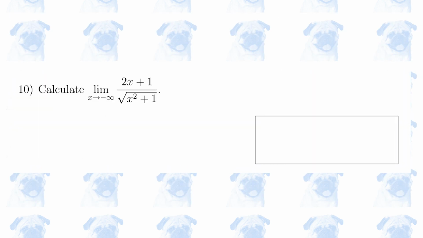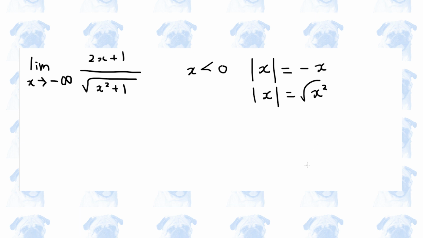Section 1, number 10. So in this question, we have to evaluate the limit of this expression as x approaches negative infinity. So because x is approaching negative infinity, we are only considering the negative values of x. When x is negative, the absolute value of x is minus x. And let's also recall that the absolute value of x is the same as root x squared. So we're going to divide both the numerator and the denominator by the absolute value of x.